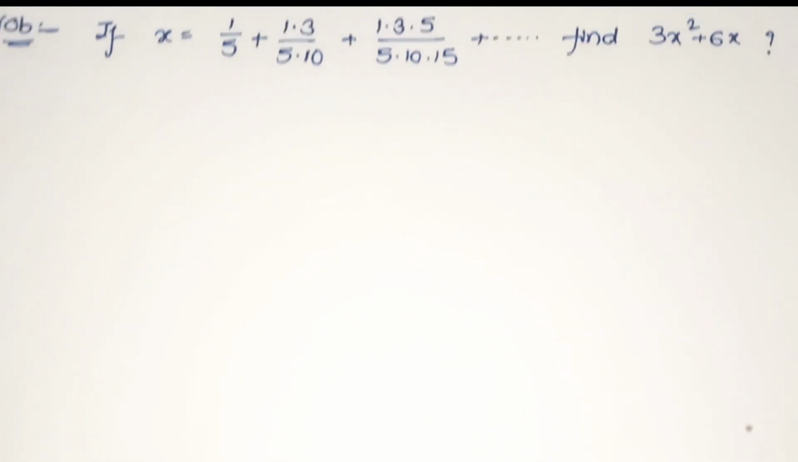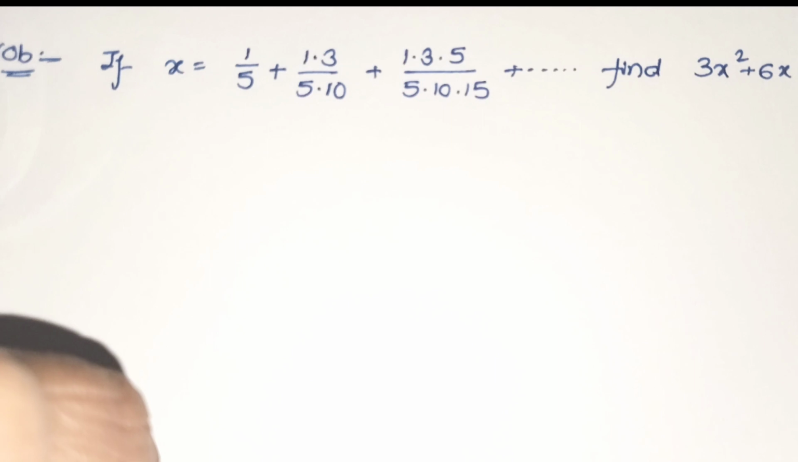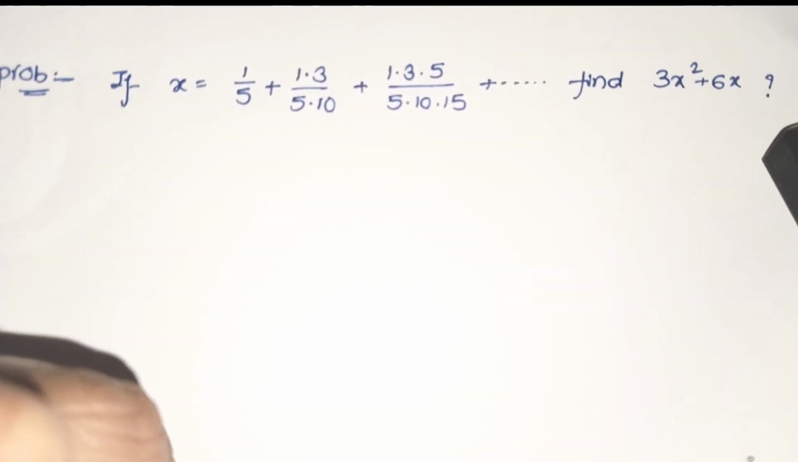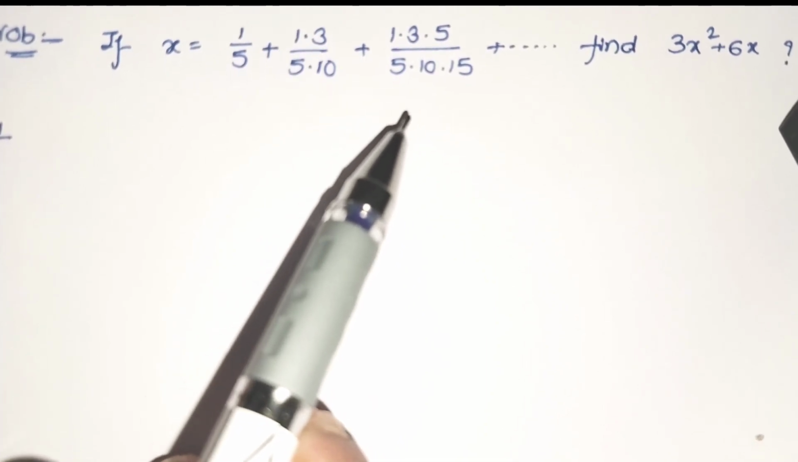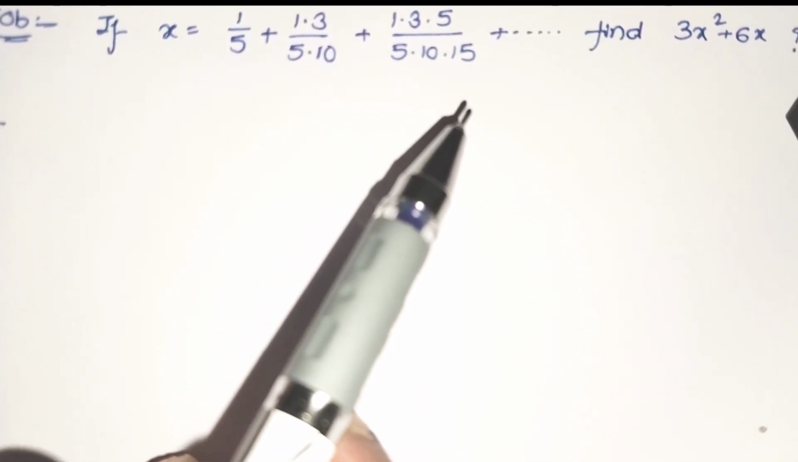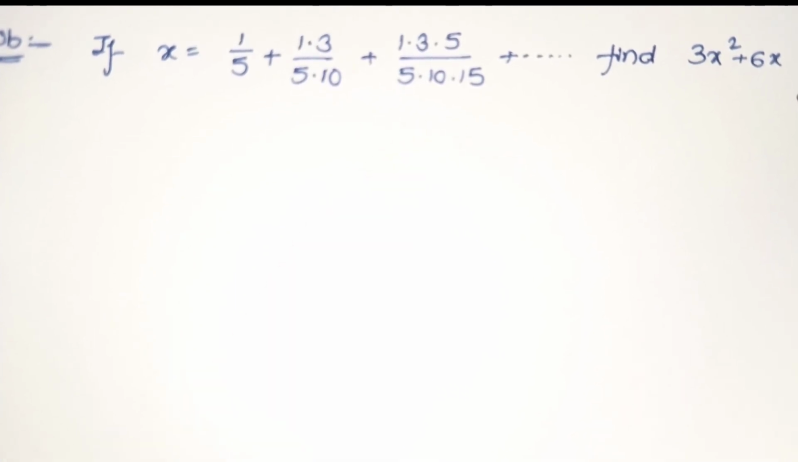Okay, this is the very important essay question. Now let us start the solution. The question is, if x is equal to 1 by 5 plus 1 into 3 by 5 into 10 plus 1 into 3 into 5 by 5 into 10 into 15 and so on, then what is the value of 3x square plus 6x?